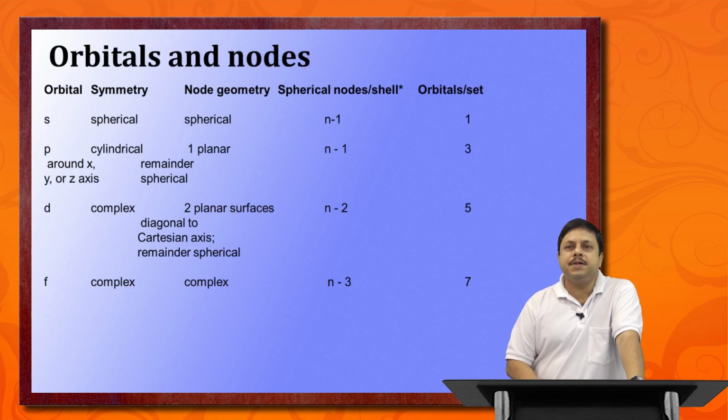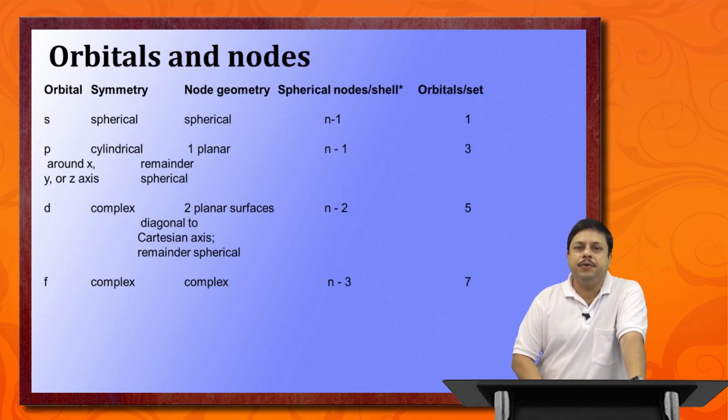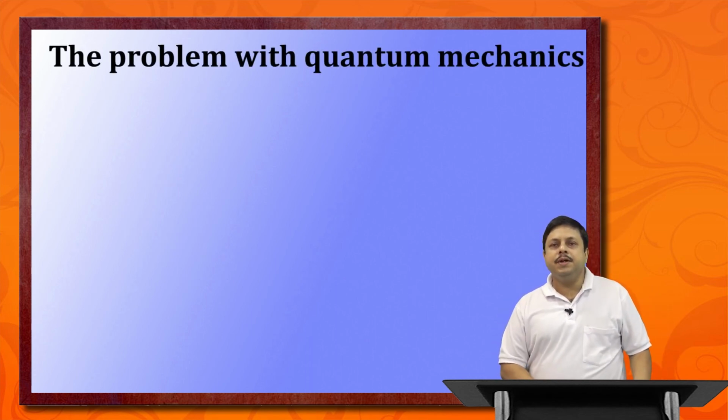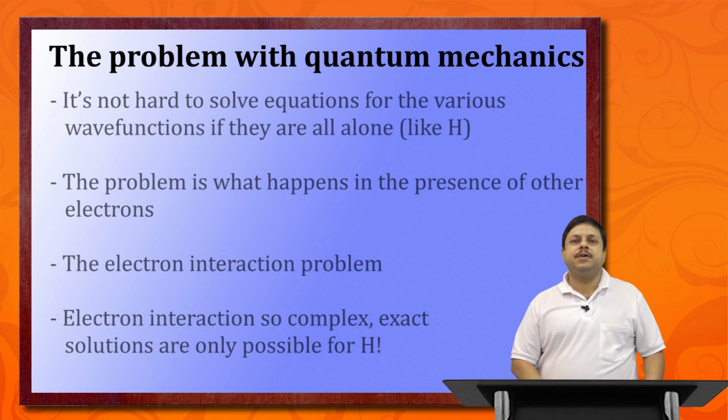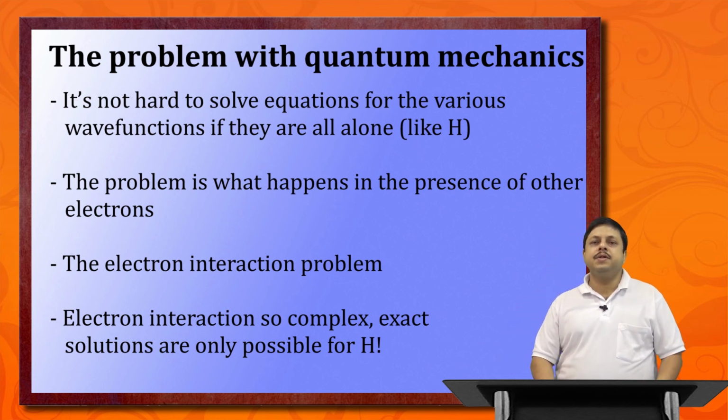And here is a table which will be a shorthand for you to understand the nature of these orbitals. So there are certain problems also in quantum mechanics, the interelectronic interaction problems. It's very hard to determine the exact value of the interaction. So there cannot be exact solutions.